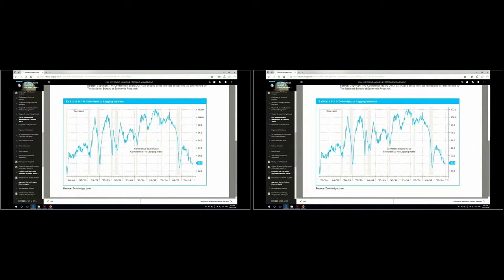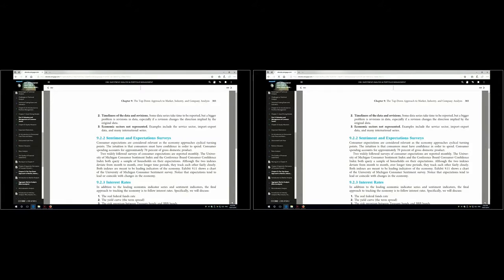Then you have other leading indicators. Page 306 is about the yield curve.